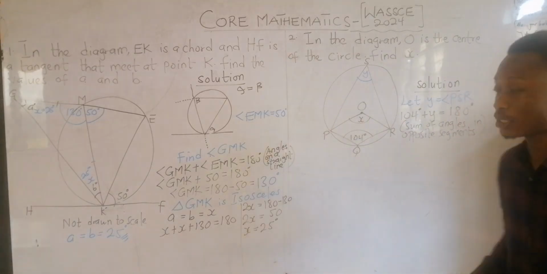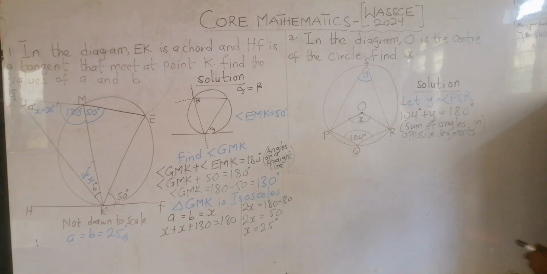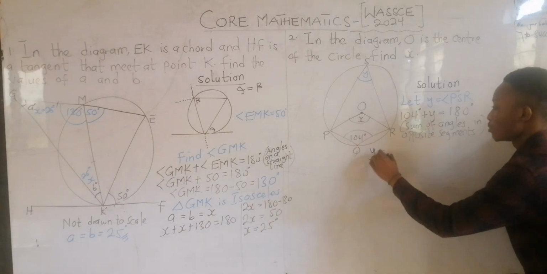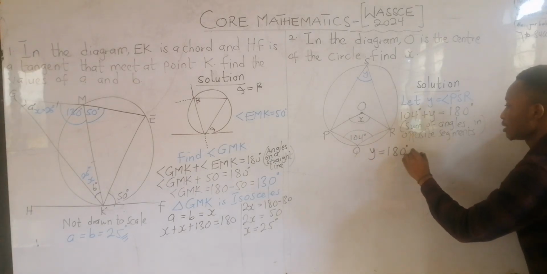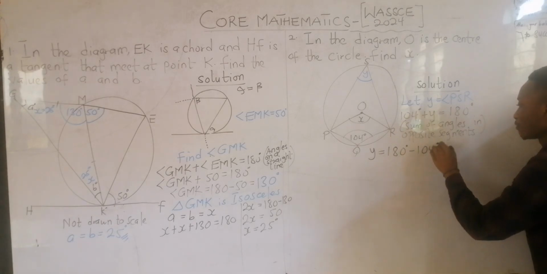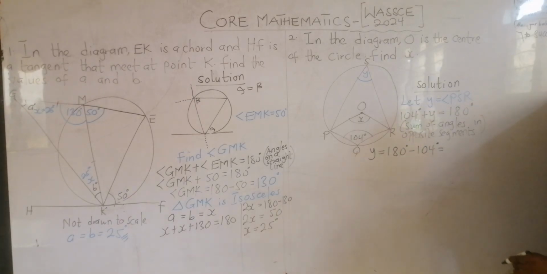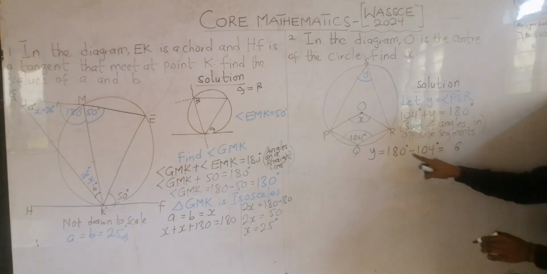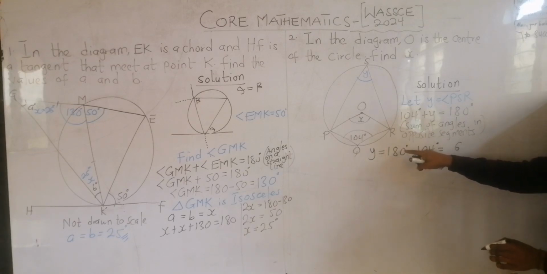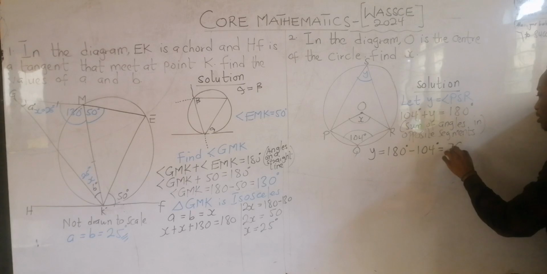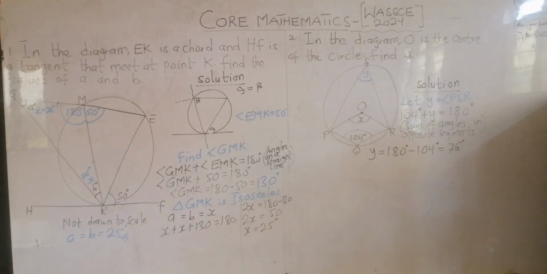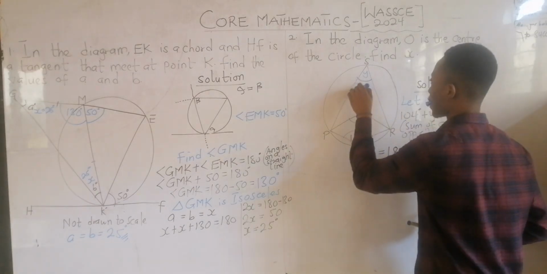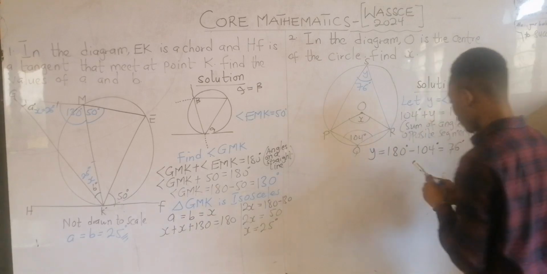Sum of angles in opposite segments. Now after we've been able to do that, let's find the value of y. So y will equal 180 minus 104, and that will give us 76 degrees. So y is equal to 76 degrees.